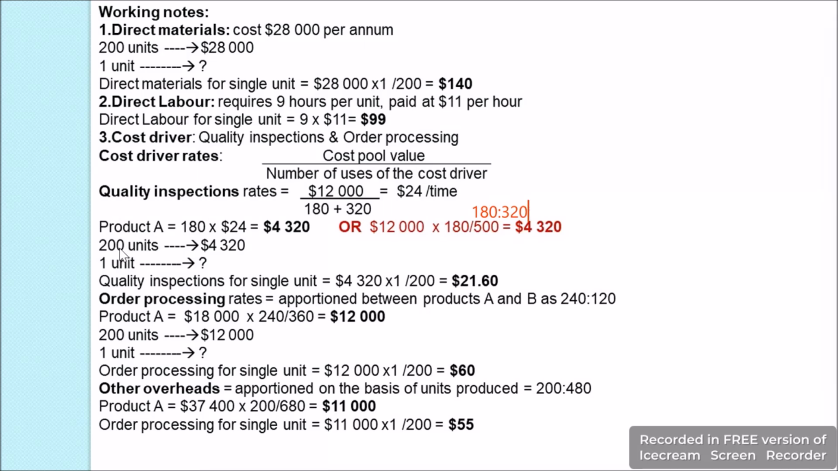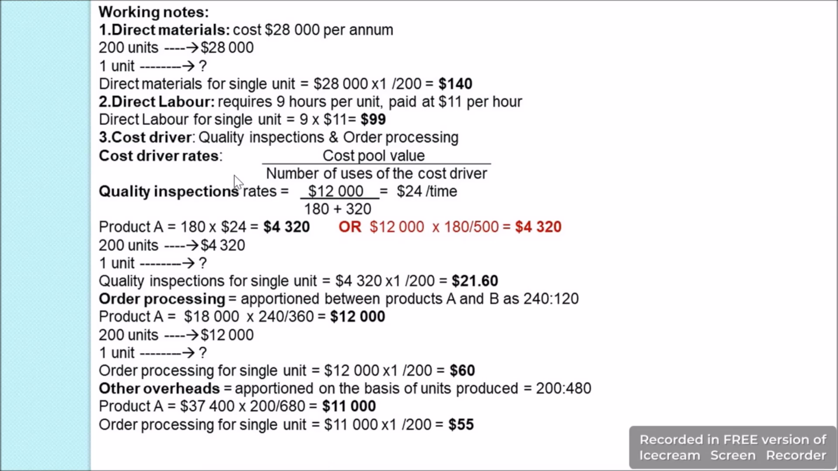For 200 units, the quality inspection cost will be $4,320. For 1 unit, how much? So again, we will have the cross multiplication. The quality inspection cost for a single unit will be 4,320 times 1 divided by 200. We get the value as $21.60. Next we have order processing.